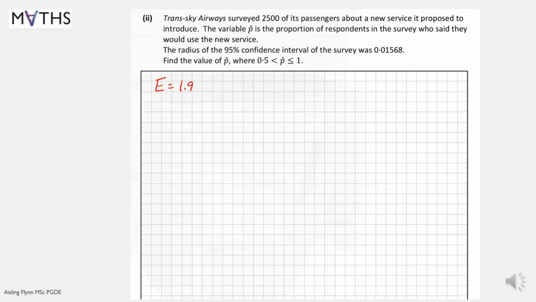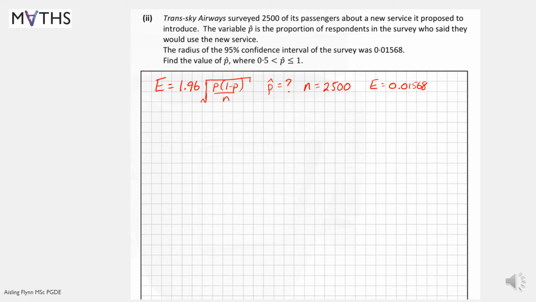So we've learned to use this definition for sampling. It's 1.96 times, and this is where the formula book came in handy, the square root of P times 1 minus P over N. We also learned that when you don't have P for the whole population, you can use P-hat from your sample. So that's what we'll use. P-hat, oh no, that's what we're trying to find out. Sorry. And N was 2,500. We do know the margin of error in this case is 0.01568. So we should be able to solve for our P-hat.